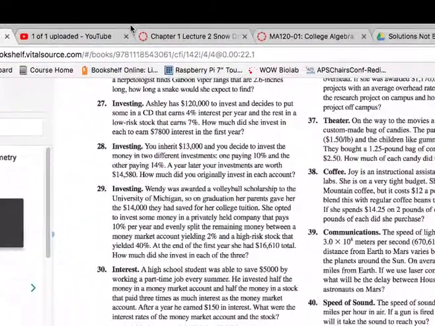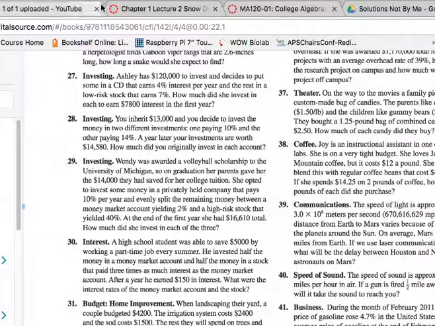For our last look in section 1.2, I'm going to look at number 27, investing. And this deals with percentages. Now, percentages by definition are a rate, but they're unitless. So our units aren't readily apparent in them.